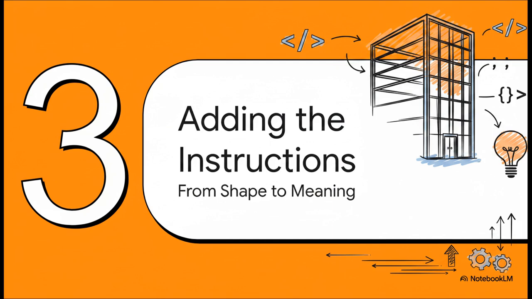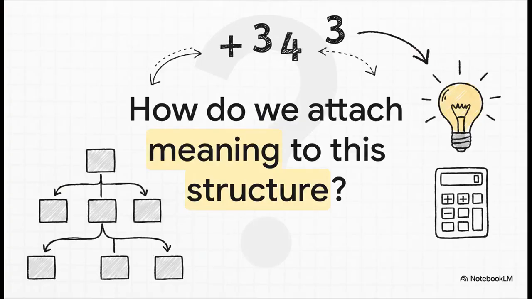So our next step is to figure out how we add the instructions that actually bring this structure to life. And this is the million-dollar question, isn't it? The parse tree shows us how the 3, the plus, and the 4 all fit together, but it doesn't actually tell the computer to add them. So how do we bridge that gap?